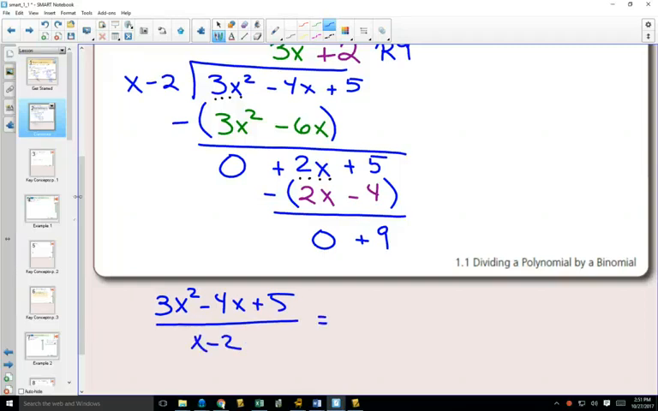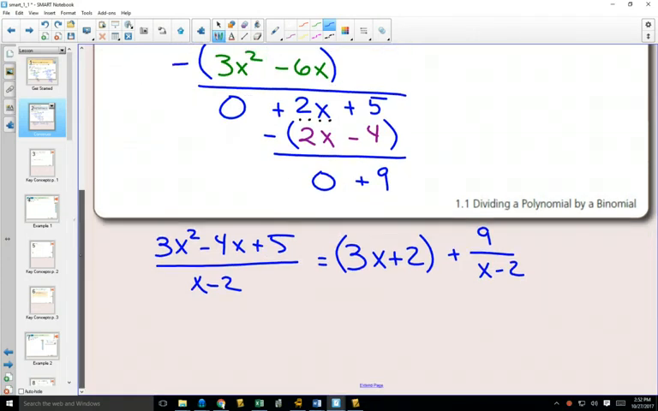It's equal to, right? When you do this, it's equal to 3x plus 2, but we have a remainder. There's a remainder of 9, and that 9 still needs to be divided by x minus 2. That's what we've done.